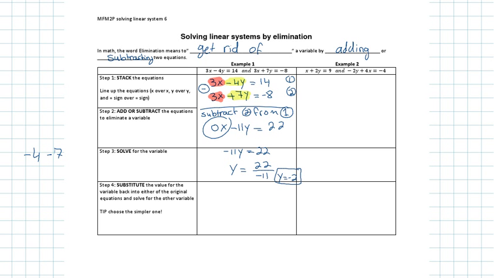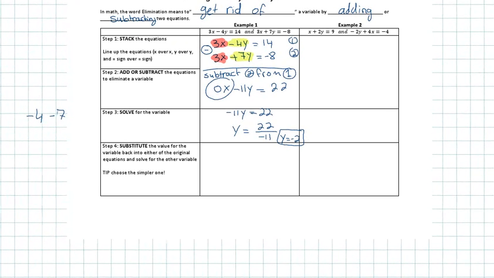Now, I have to substitute the value of the variable back into either the original equation, into either one of them, and solve for the other one. Does it matter which one I choose? No. Okay? So I put that negative 2 in for y, either in the first one or in the second one, it doesn't matter. You can pick the easier one. In this case, they're both the same. So there's no easy one, no hard one. Okay? So I'm going to pick the first one. Then plug in negative 2 in for y.